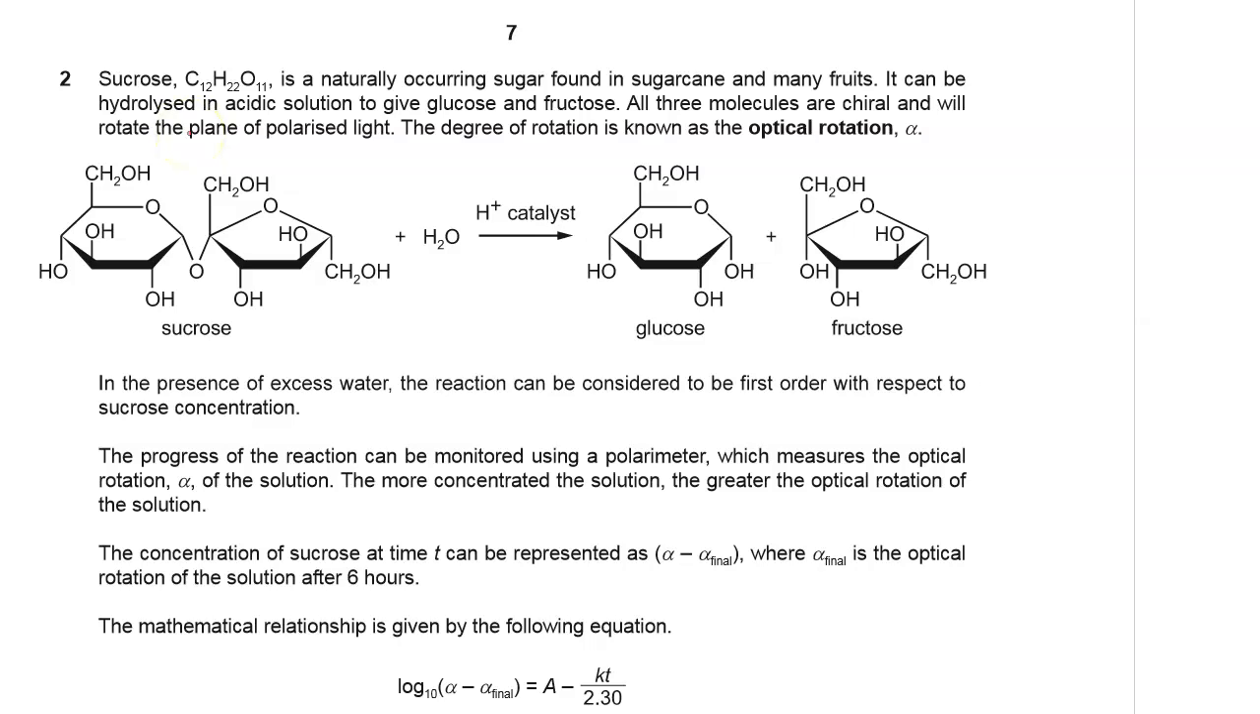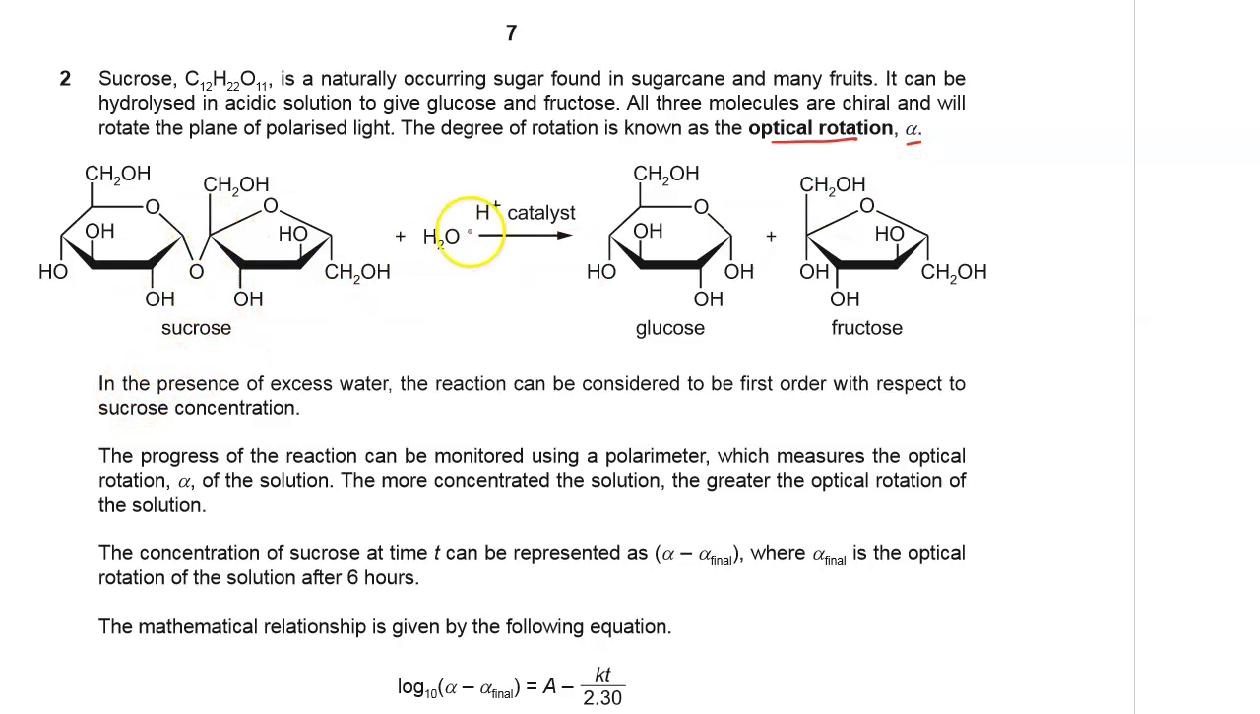Number 2, sucrose is a naturally occurring sugar found in sugarcane and many fruits. It can be hydrolyzed in acidic solution to give glucose and fructose. All three molecules are chiral and will rotate the plane of polarized light. The degree of rotation is known as optical rotation, alpha.